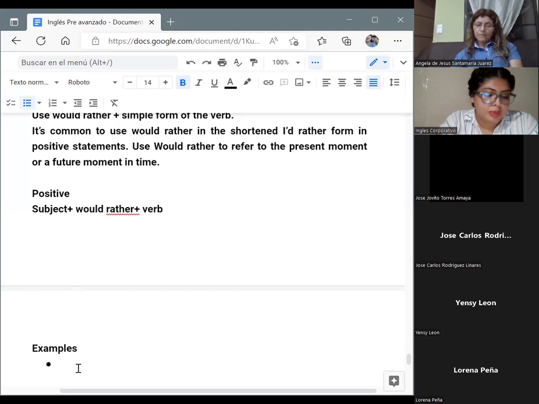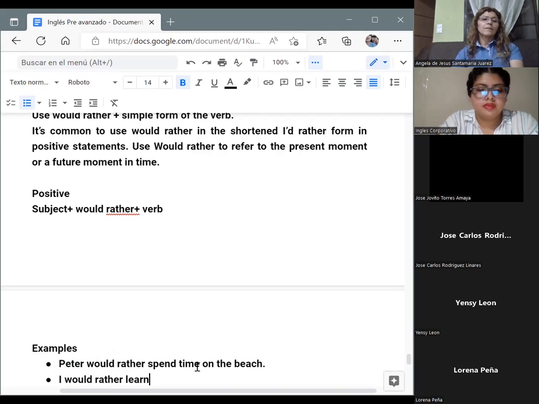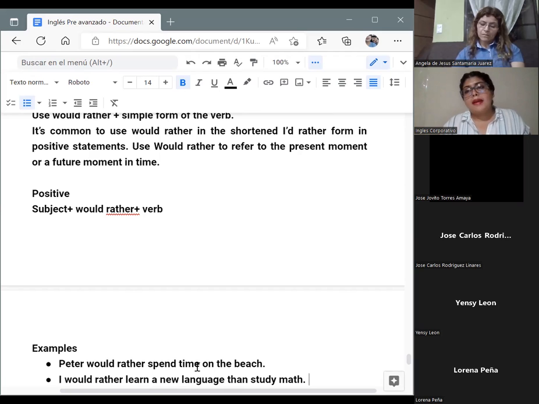It says, Peter would rather spend time on the beach. In this case, I would write it complete: would rather spend time on the beach. And in the other example, I would rather learn a new language than study math.